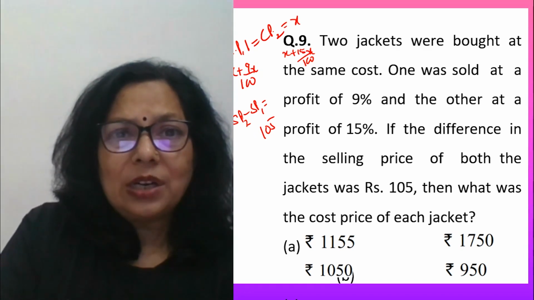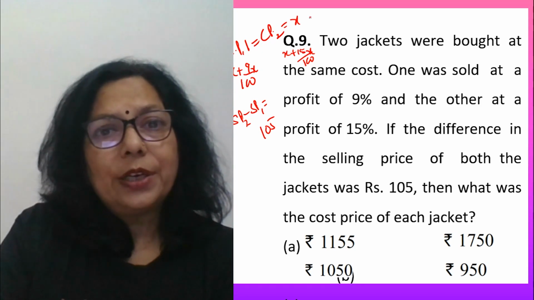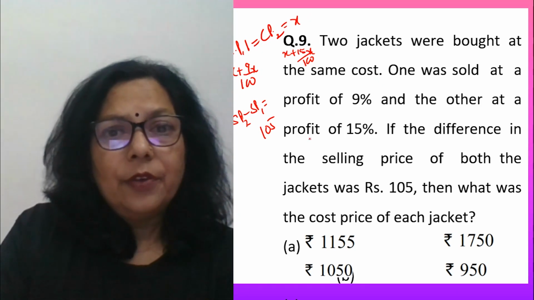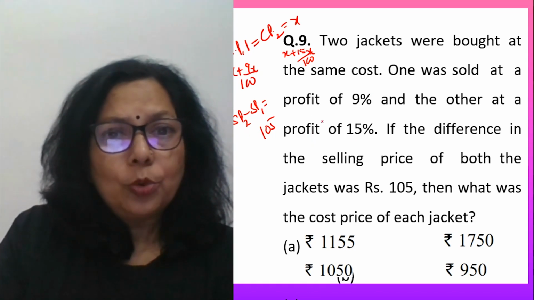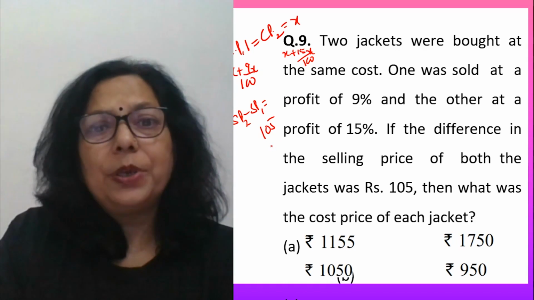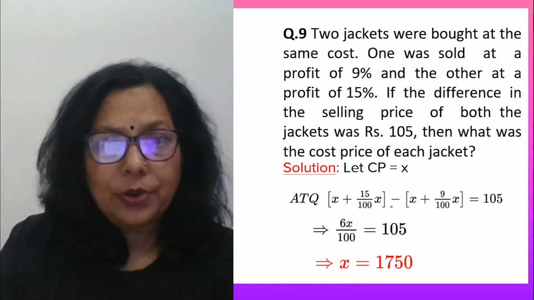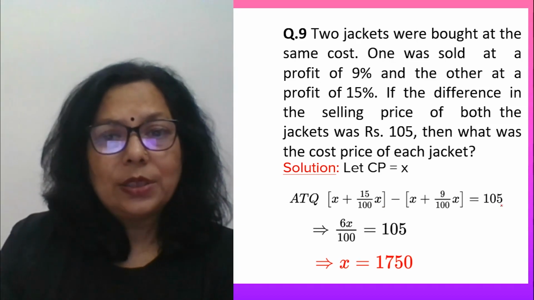So I guess you could understand how we have done it. CP of one jacket is equal to CP of two, let it be X. 9% profit, X plus 9 upon 100X. 15% profit, X plus 15 upon 100X. So both ka difference is rupees 105. So let's see the calculations. X plus 15 upon 100X minus X plus 9 upon 100X gives you 105.